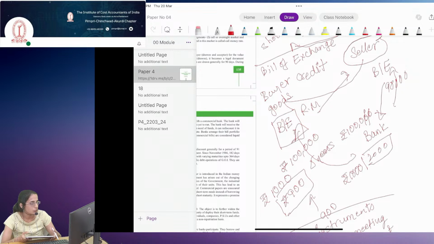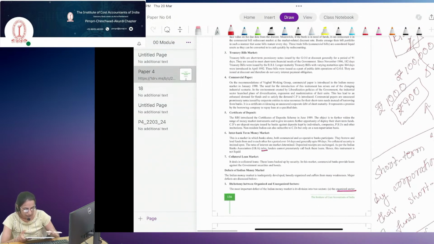The seller then, if he requires funds, goes to the bank, discounts it, and gets the money. After 3 months, the bank approaches the buyer to get the whole amount, 1 lakh rupees of the bills of exchange, right? Yes, ma'am. So they are saying what?